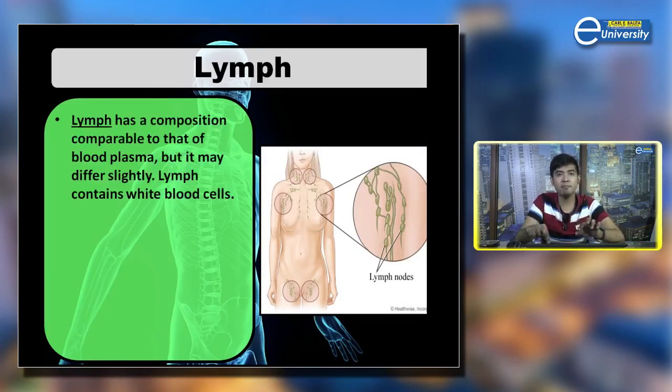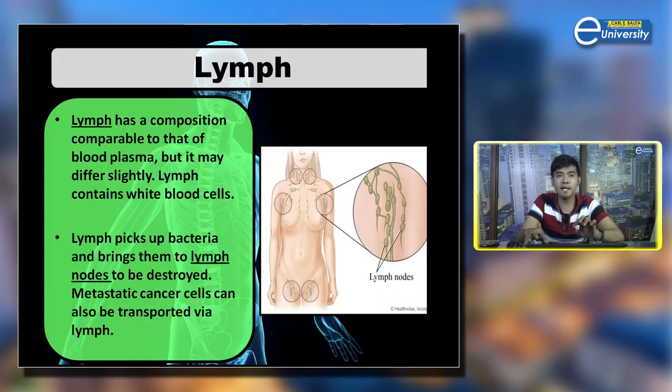Next is the lymph. Lymph has a composition comparable to that of the blood plasma, but it may differ slightly in that lymph contains white blood cells. So lymph picks up bacteria and brings them to lymph nodes to be destroyed. Metastatic cancer cells can also be transported via lymph. And also, lymph nodes are responsible for the production of antibodies. So antibodies act against the antigens or the foreign materials that enter our body.